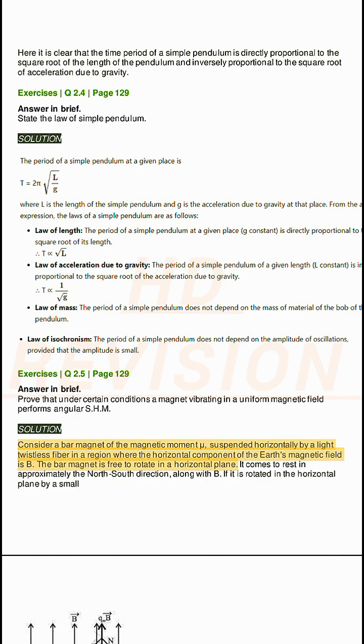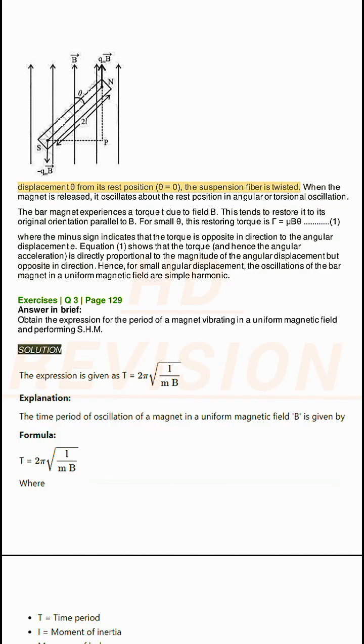The bar magnet is free to rotate in a horizontal plane. It comes to rest in approximately the north-south direction, along B. If it is rotated in the horizontal plane by a small displacement theta from its rest position, the suspension fiber is twisted. When the magnet is released, it oscillates about the rest position in angular or torsional oscillation.